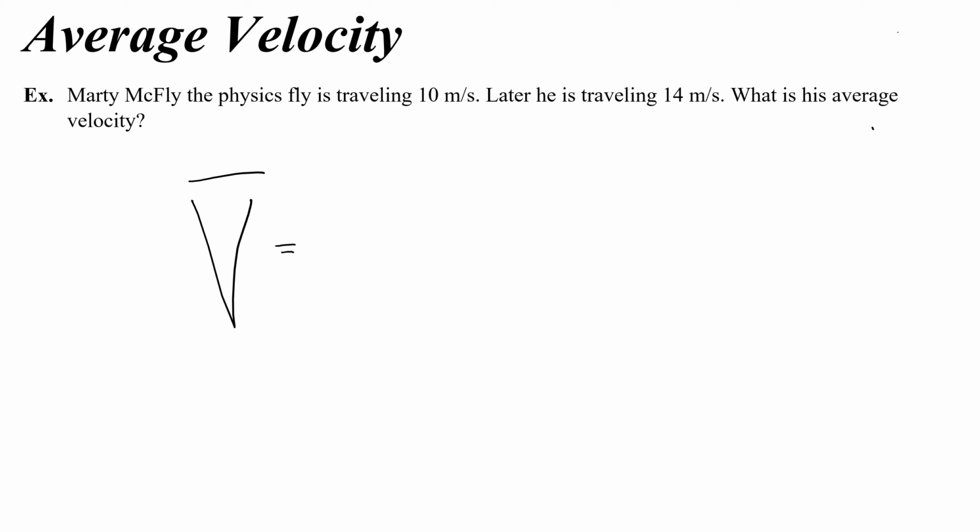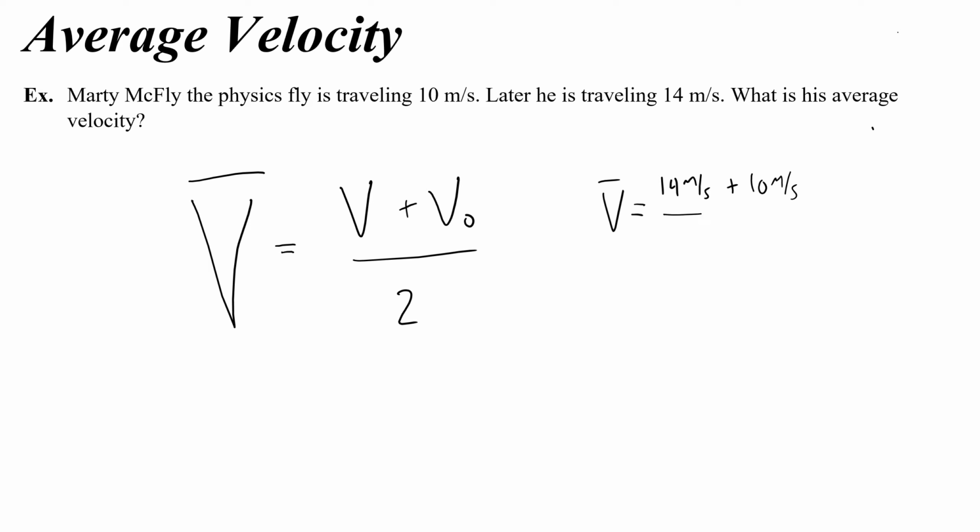And we would write v plus v naught, the final velocity plus the initial velocity, and then divide that by 2. And boom, we have an equation for average velocity. Let's see if it works. Okay, 14 meters a second plus 10, divide that by 2, so that's 24 meters a second over 2, or 12 meters a second, which is the average velocity.